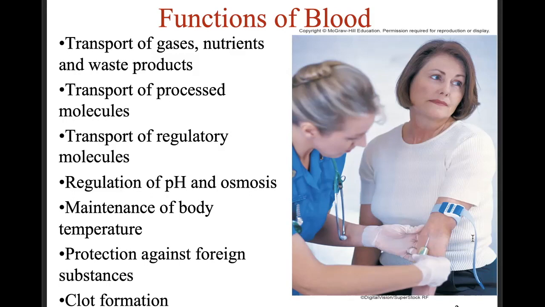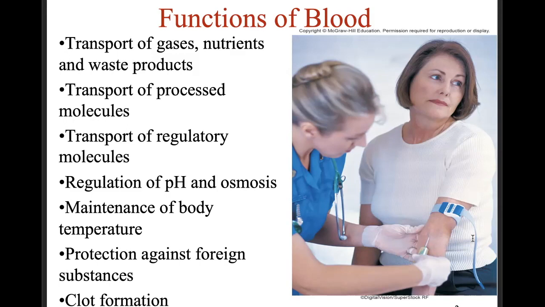The next is regulation of pH and osmosis. Remember the buffers that help maintain the blood pH within normal; our normal blood pH is 7.35 to 7.45. They can be found in blood. While the osmotic composition of the blood is critical in maintaining the normal fluids and ions.